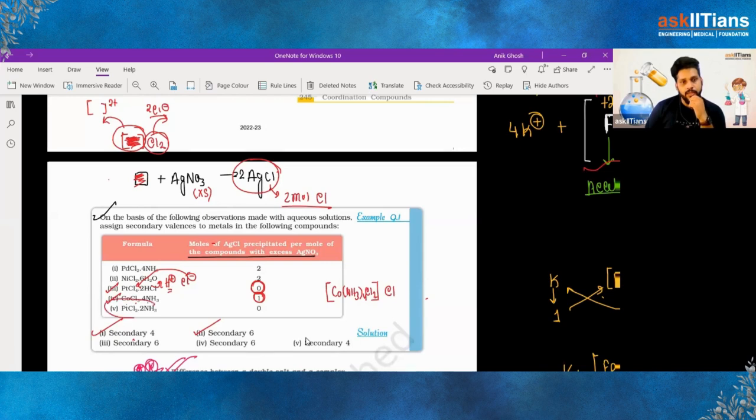Next, guys, go for the last one. Here also you can see 0. That means nobody is outside of the coordination sphere. None of the chlorines.